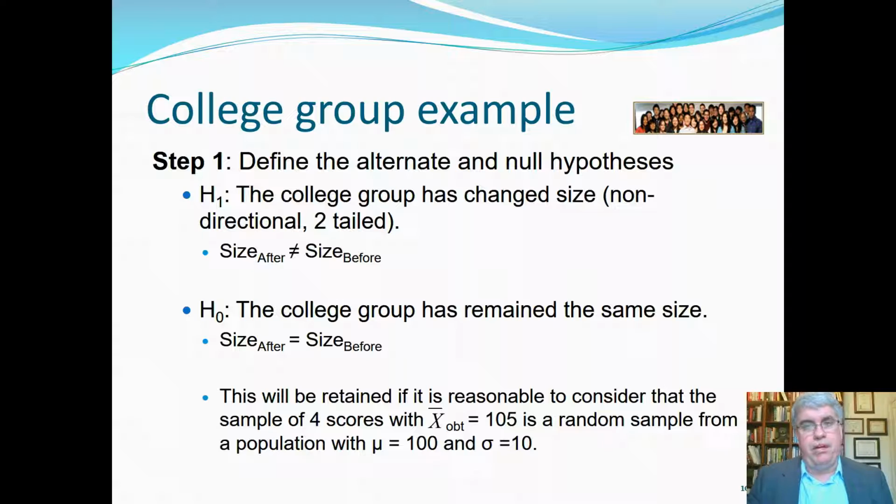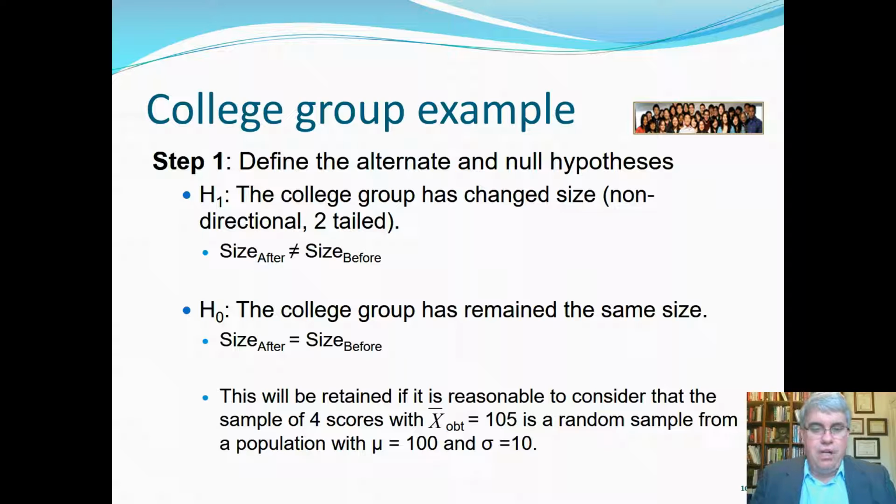Now, suppose we want to know if that outreach activity was a disaster too, so we'd want to test for changes in both directions. Now, the null hypothesis would be the opposite of this, that the college group has remained at the same size. That is, the size after equals the size before, and there hasn't been a change.